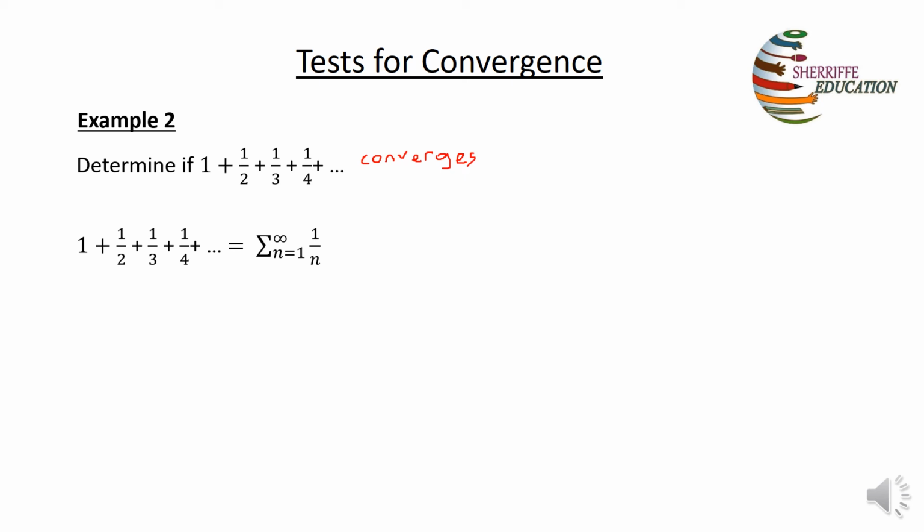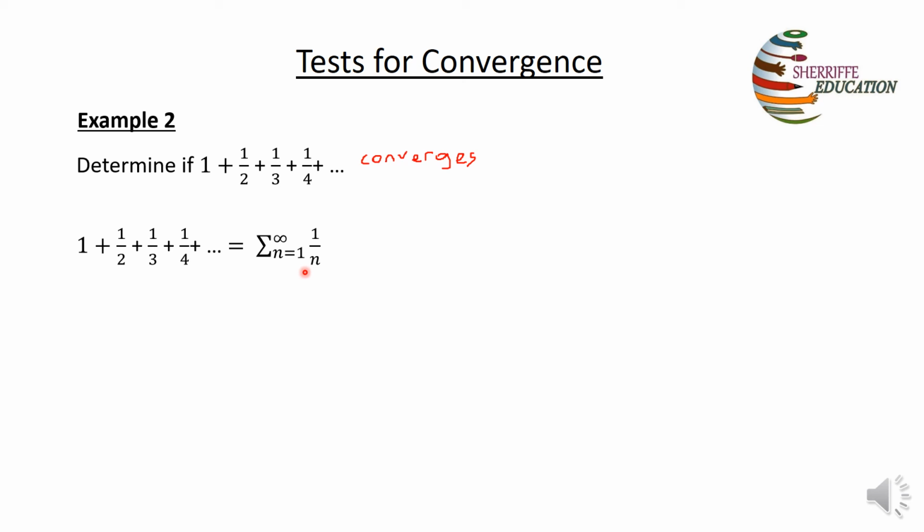Now we can rewrite our series using the summation sign. We can rewrite this as the sum from n equal to 1 to infinity of 1 divided by n. You can check it: when n is equal to 1, we'll have 1 divided by 1, which is just 1. Next we'll have n equal to 2, so it's 1 over 2, that's a half. Then n will be 3, so that would give us a third, and so on.